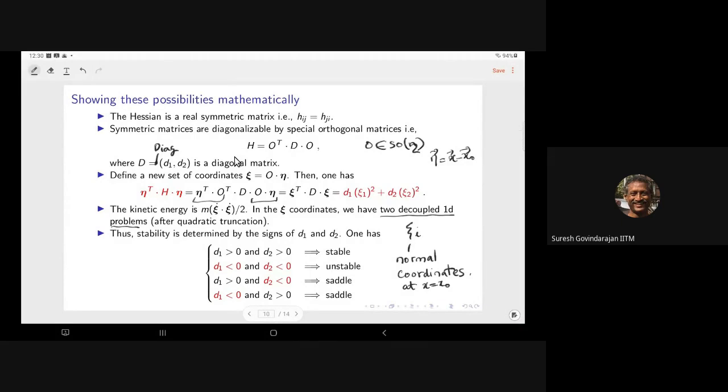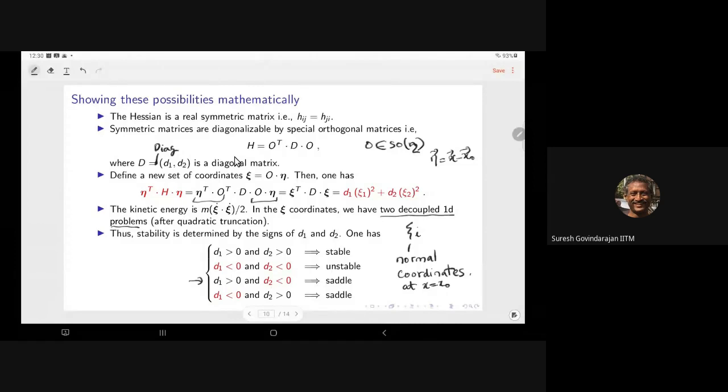So now stability is very simple. It just says that if both d1 and d2 are greater than 0, we call it stable. If d1 is less than 0 and d2 is less than 0, this is unstable. But if one of them is positive and one of them is negative, let's look at this case: if d1 is greater than 0 and d2 is less than 0, what it means is that along the xi1 direction, if you go, it will be stable.